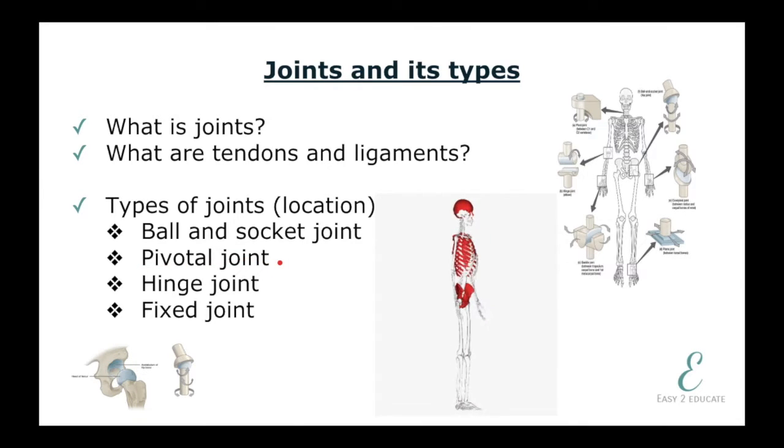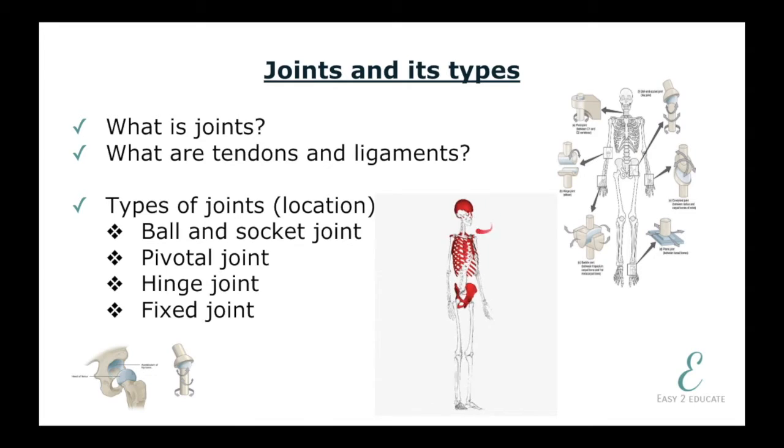Pivotal joint is nothing but the joint that allows rotatory movement around a single axis. That single axis is formed by the other bone as a concave circular ring. So inside that ring only, that first bone will rotate. The adjoining ligaments will help them to move. Okay. So here the neck bone is the best example for pivotal joint.